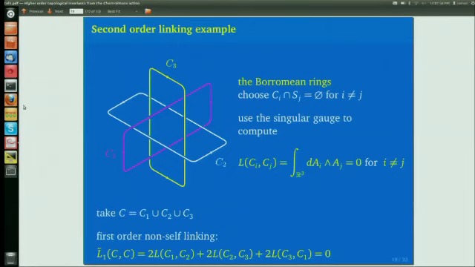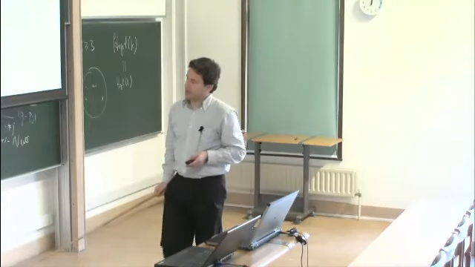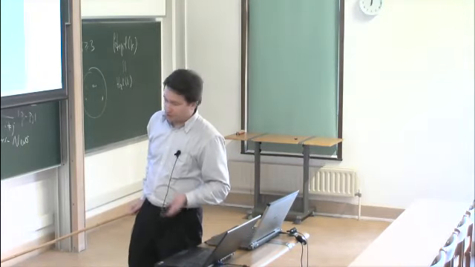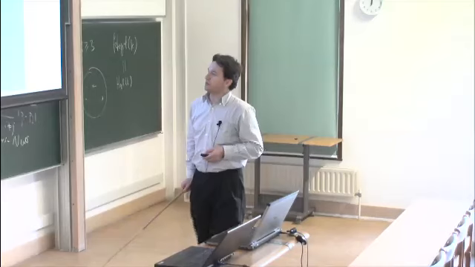Okay. So Borromean rings is the simplest example where you can show that there are no linking numbers between pairwise links, and nevertheless the whole thing holds together. You cannot pull it apart. You can show that the first order non-self linking is 0. It's amazing. Self-linking is not 0. And then you proceed to calculate the second order by using the formulas I just showed.